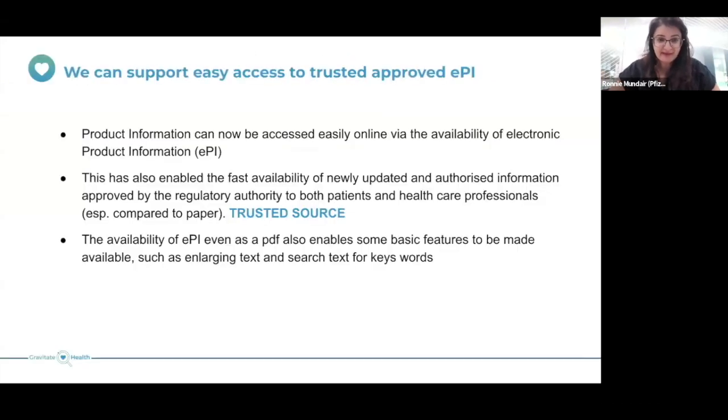Next slide, please. So what can we do? We can provide product information that can be easily accessible online via the availability of an electronic product information. I'll be referring to that as EPI. Now, the availability of EPI has made us make available very fast, newly updated and authorized information that's been approved by the regulatory authority in that country where the patient or the healthcare professional is. We're able to provide that trusted source of information that is able to be provided quite quickly because it's online.